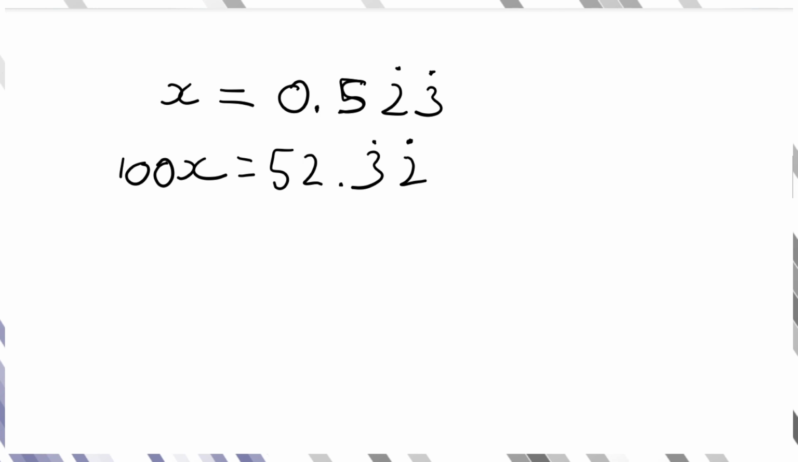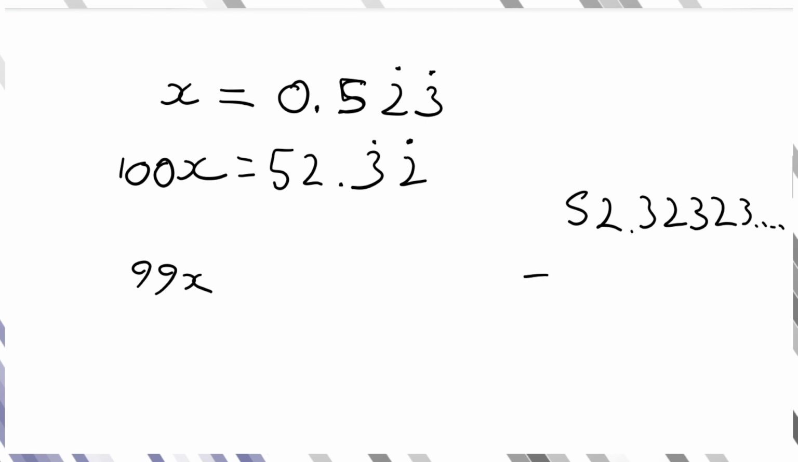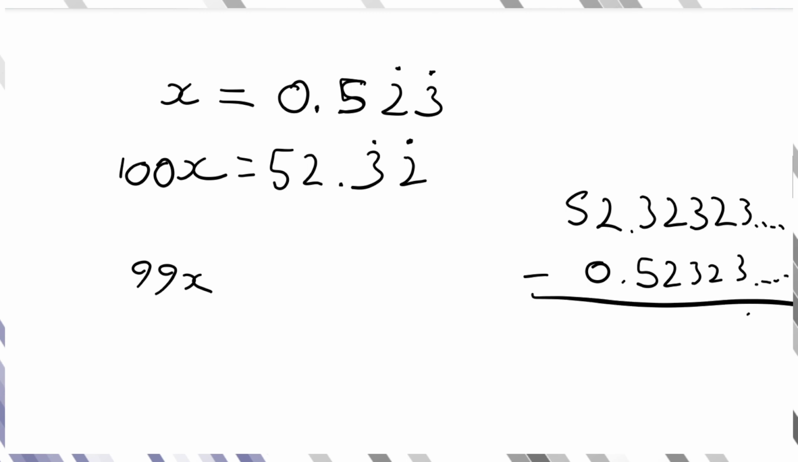Alright, so we found x equals 0.523 recurring, we found 100x, that's just 100 of those. Now we do 100x take away 1x, which is 99x, and we're going to work that out. So 100x, that's 52.32323 and so on, take away 1x, which is 0.52323 and so on. Well, 3 take away 3 is 0, 2 take away 2 is 0. You see how those line up?